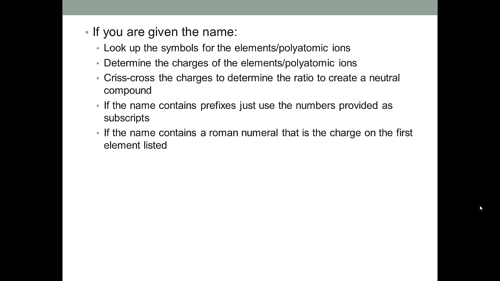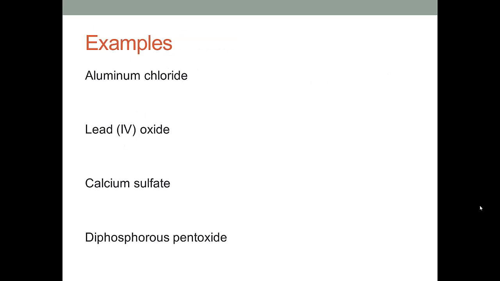For the other case, if you're given the name, the steps are to look up the symbols for the elements or polyatomic ions, then determine the charges of the elements or polyatomic ions. Then you want to crisscross the charges to determine the ratio to create a neutral compound. If the name contains prefixes, you just use the numbers provided as the subscripts, and if the name contains a Roman numeral, that is the charge on the first element listed, so you don't actually have to look that one up. And again, we have a couple examples here.